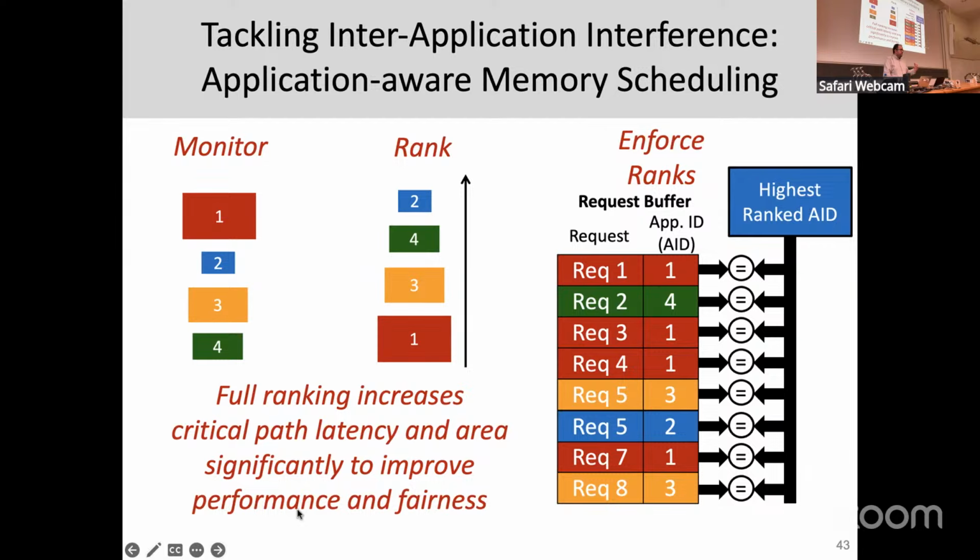In order to provide good performance and fairness, we have quite complex full ranking circuitry, which can cause high combinational latency and a lot of area. In order to reduce the latency, you can make it more parallel and more sophisticated, but then it comes at a cost of area. So that's one of the reasons that these techniques are not simple.